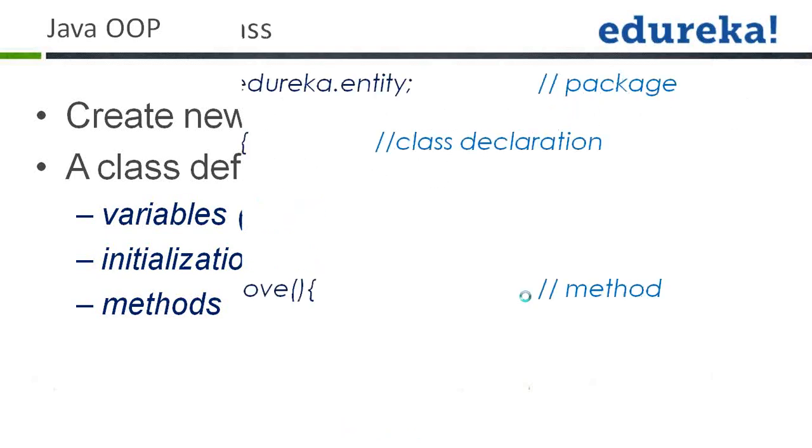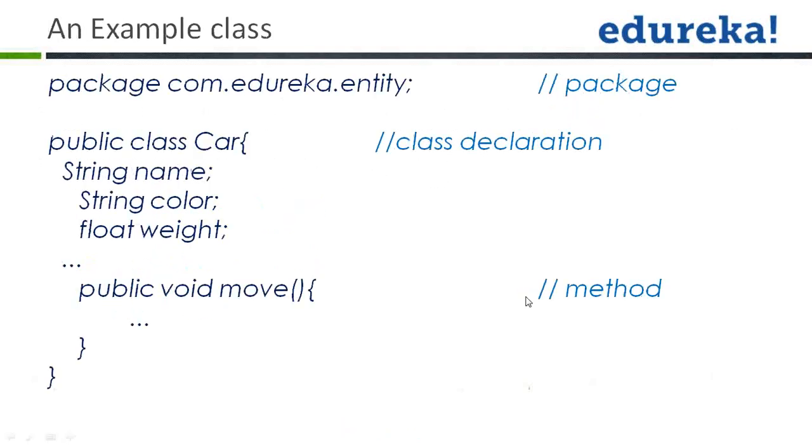Now an example class. Package com.edureka.entity. So this is a package name in which you have got a class car. A car class has got three variables in it: string name, string color, and float weight. So you can have many variables. You can also have methods within your class like public void move. Now this method is not returning anything because it is void. The return type has been set to void, as well as it is not taking any parameters.